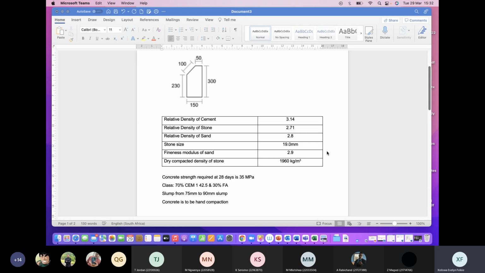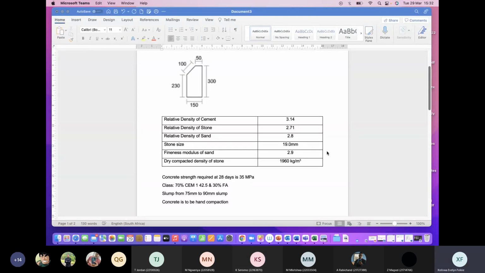Step 5, can you give me the value of K? K value? 0.94, ma'am. 0.94. Can you determine the stone content required using the formula? Sorry, ma'am, I don't understand how you're finding the K value. How the K value? Okay.